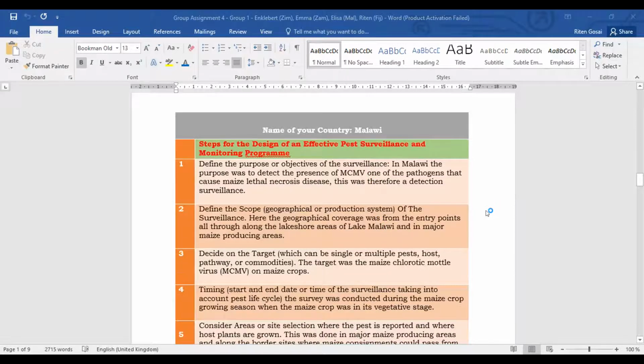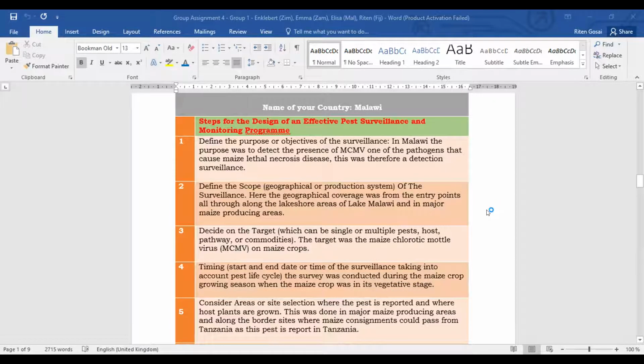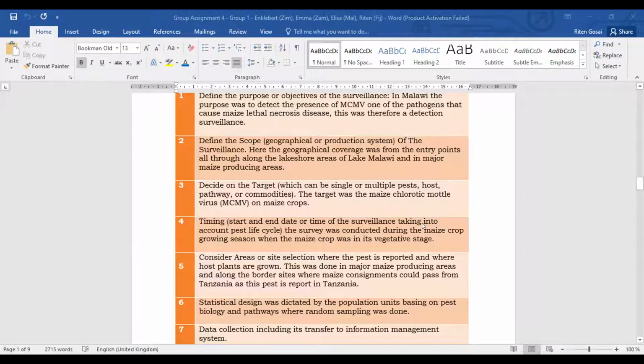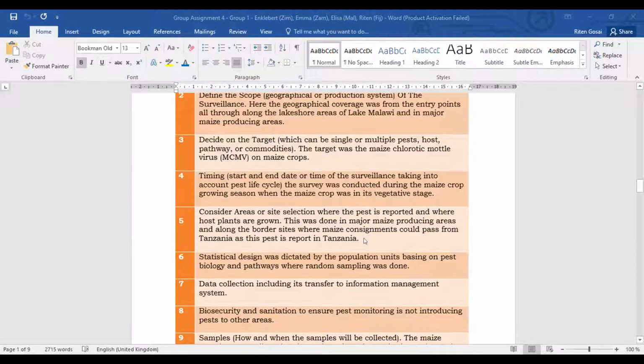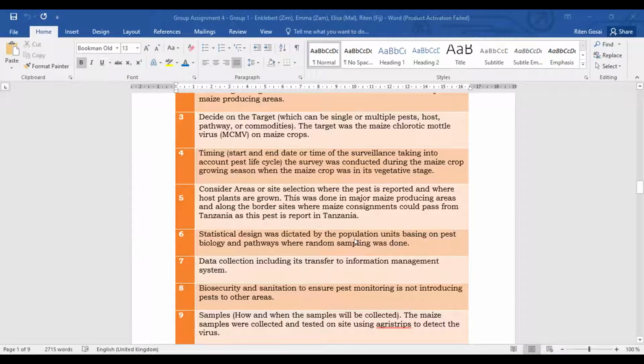Moving on to Malawi, Elisa talked about the purpose or objectives of the surveillance as well. And he mentions that in Malawi, the purpose was to detect the presence of maize chlorotic mottle virus, one of the pathogens that causes maize lethal necrosis disease. Scope of the surveillance: here the geographical coverage was from the entry points all through the lakeshore areas of Lake Malawi and in major maize producing areas. The target organism was maize chlorotic mottle virus, of course, MCMV on maize crop.